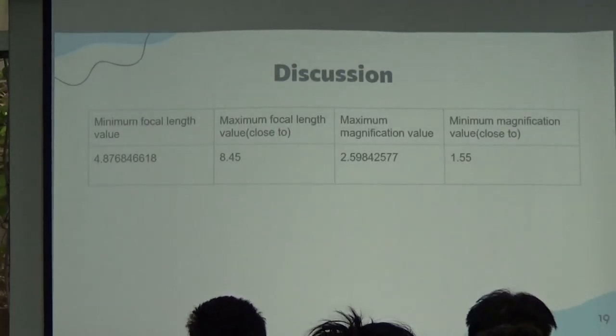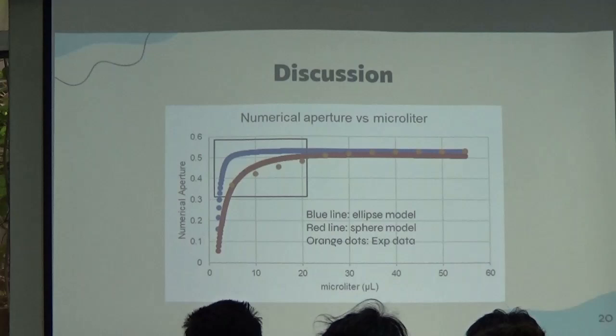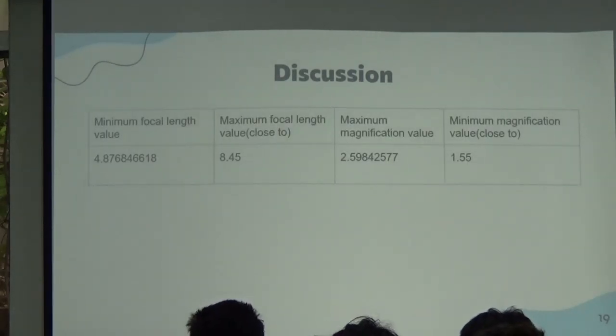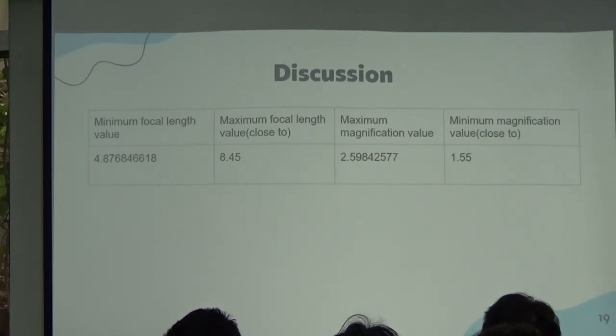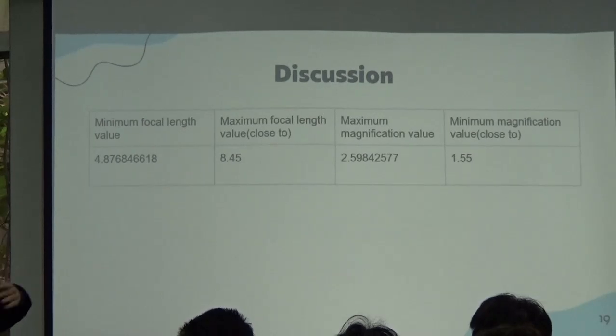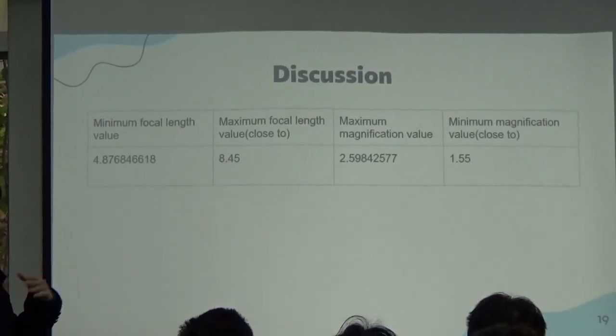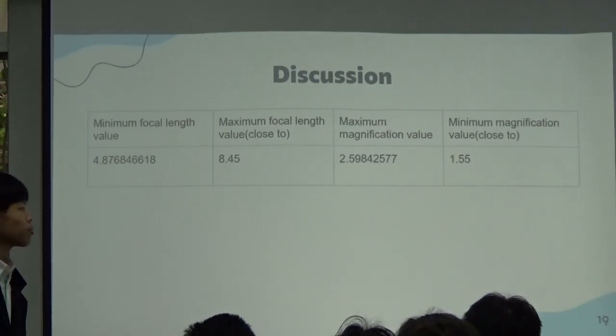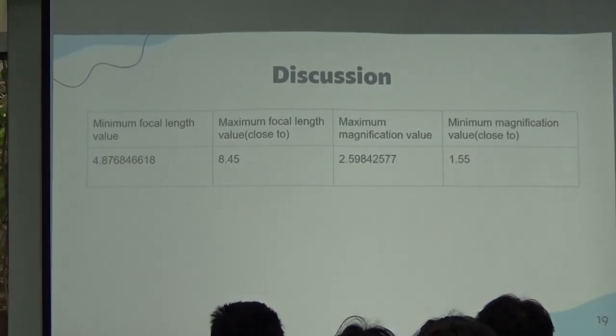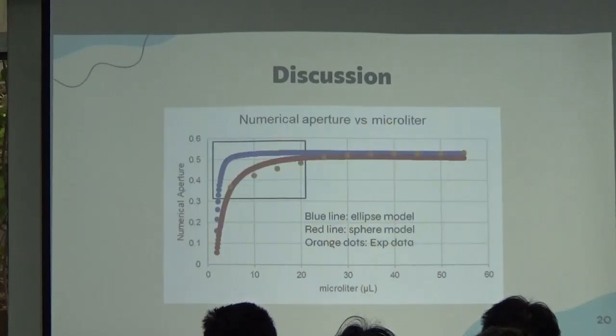And from the diagram on the previous page, we can see the minimum focal length value is around 4.9, and the maximum focal length, which is the convergence line, is around 8.45. And the maximum magnification observed in our experiment is 2.6. And the minimum magnification value is close to 1.5.